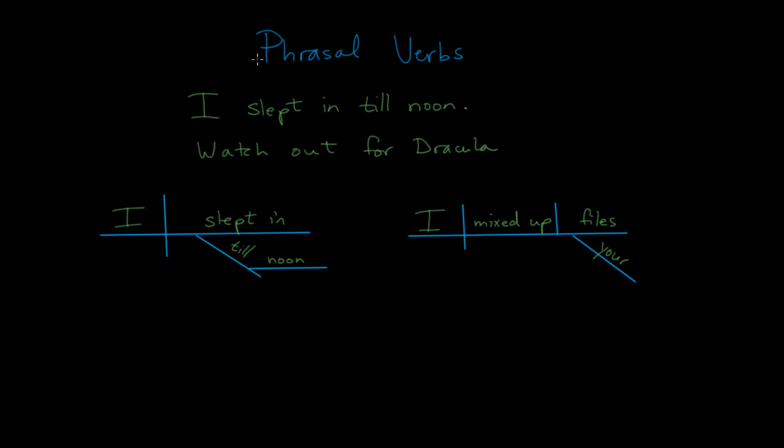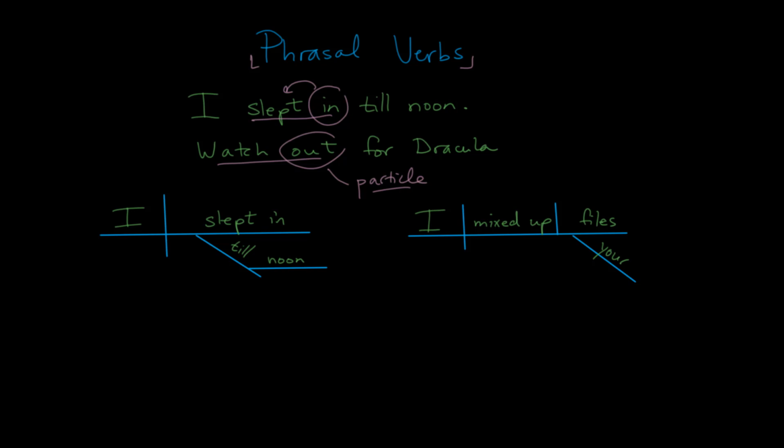Let's talk about a particular verb construction known as a phrasal verb. And I have two examples here, so slept in and watch out. In each case, we have a pretty typical verb like slept or watch, followed by this word, in and out, which looks a little bit like an adverb or a preposition, and yet it's a bit different because it's so closely tied to the verb, right? So this particular word, we refer to this as a particle.